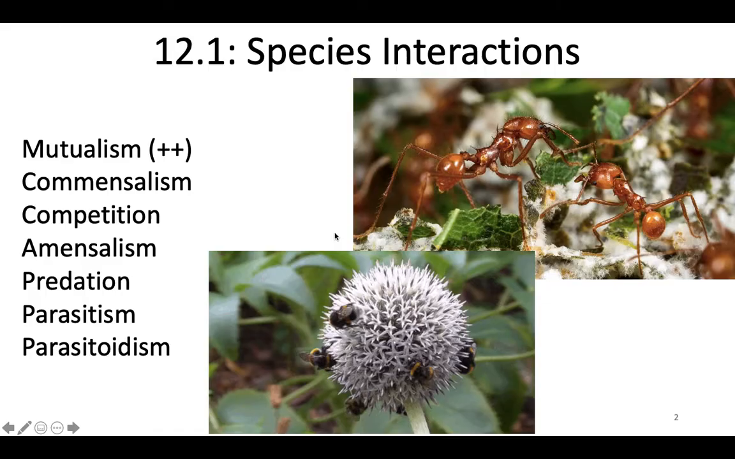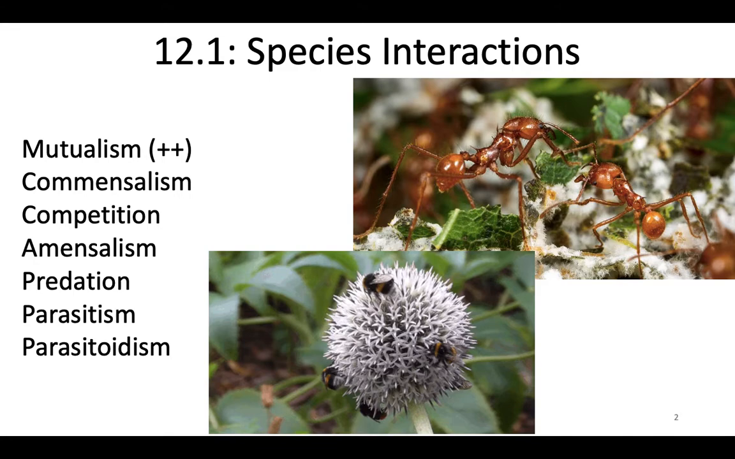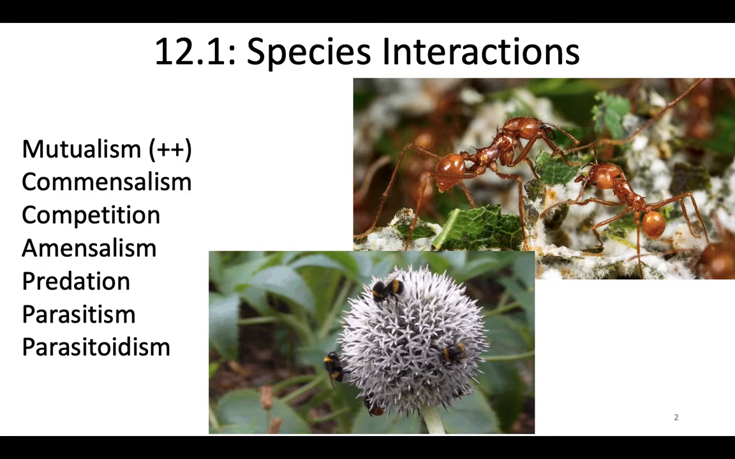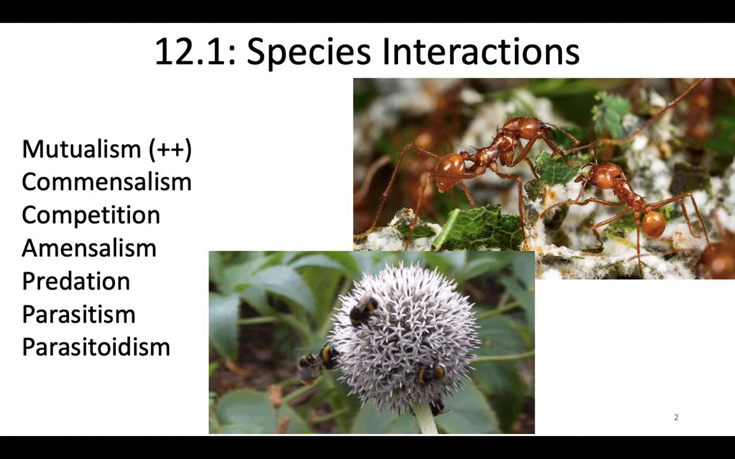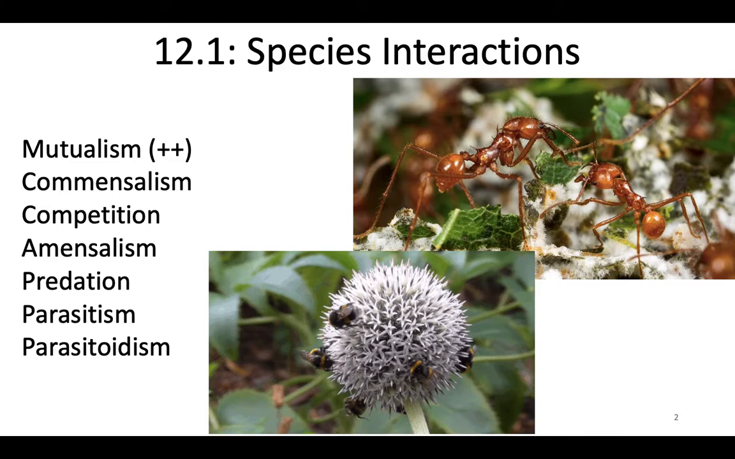So first, let's review the different types of species interactions that you can have. This should all be a review from Gen Bio 2, so hopefully easy peasy lemon squeezy. First, let's talk about mutualism. This is a species interaction in which both species A and species B in the interaction benefit.